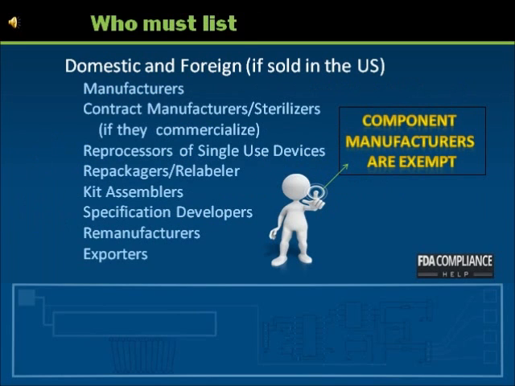Domestic and foreign firms doing any of the functions shown on this slide must list, if the device is sold in the United States. FDA currently does not require initial importers to list their devices, if they did not develop the specifications for, or repackage or relabel the device according to 21 CFR Section 807.22(c). It is worth repeating, if the initial importer, also known as the initial distributor, develops device specifications, repackages or relabels, then it must also register listing those functions and list the devices.